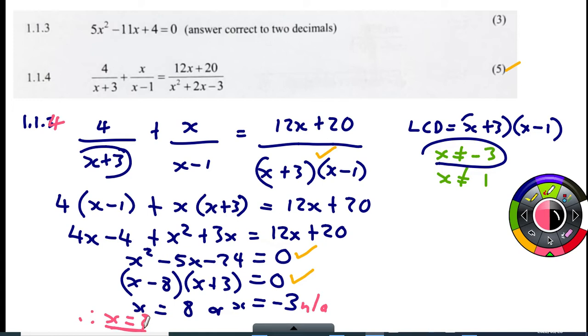So there's 1 mark here. You may get a mark for rejecting that minus 3. Please be aware that for this question you may have been tempted to think that x equal to minus 3 is a solution. It's not a solution, because it will make the first denominator undefined. Are you following? If you've got any questions, feel free to ask.